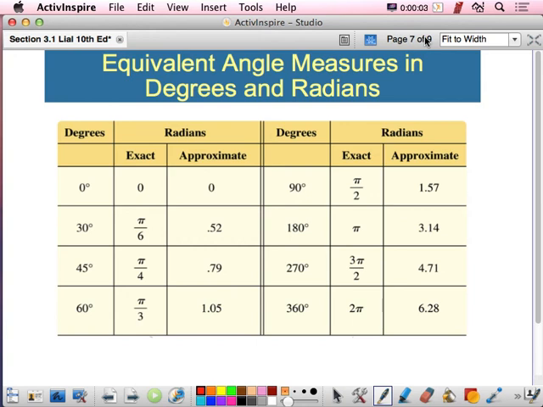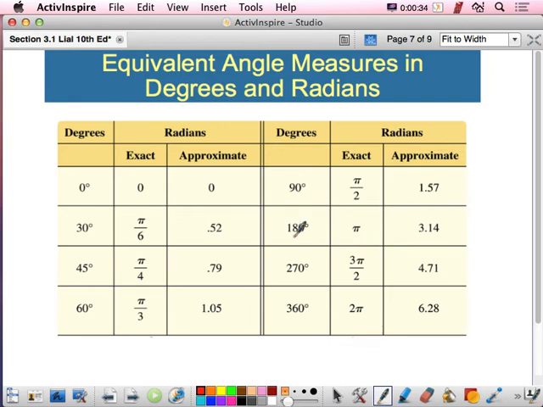So here we have a table, and it looks kind of daunting at first. What it is, it's all of the degree values from the unit circle that we really have to have memorized. It starts at 0, it moves up through 30, 45, 60, 90, 180, 270, and 360 degrees. Now we already know from our conversion factor that 180 degrees is exactly the same as pi radians. But now we want to learn some of the others.